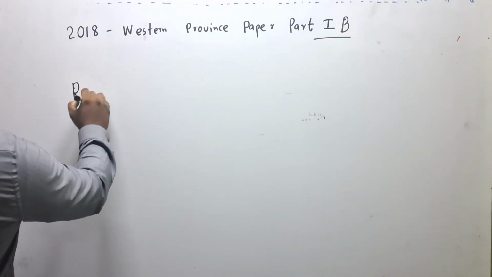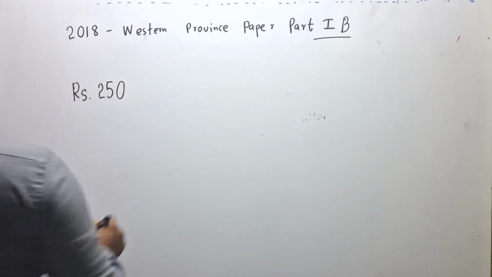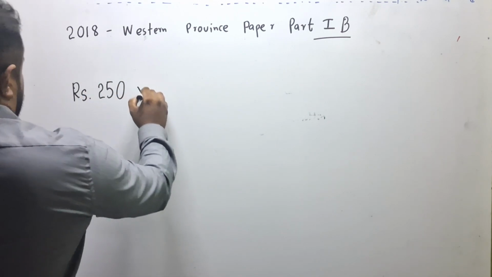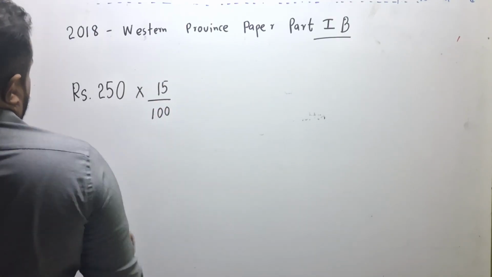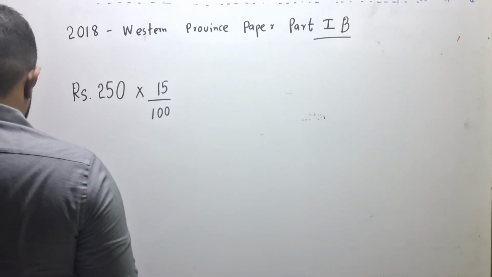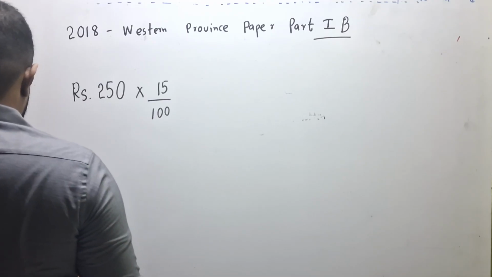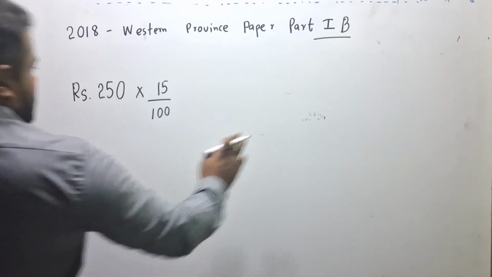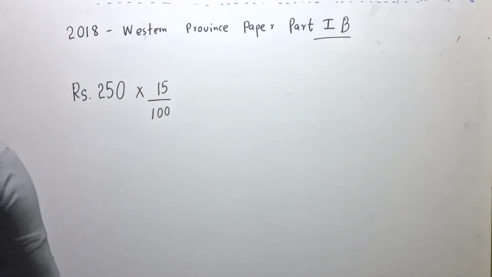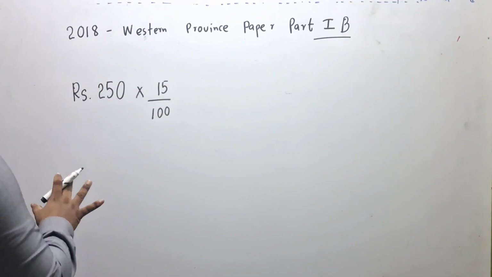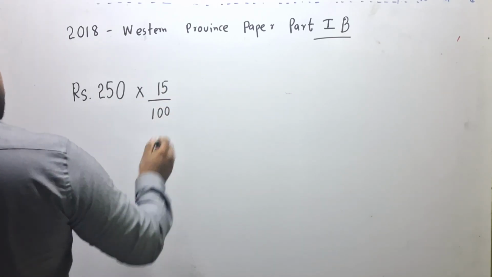250 is the price of jam and 15% of VAT is charged. Okay. They are asking the selling price. So, if they are asking the selling price, you can easily input 115 to get the answer at once. If not, you can get the VAT value first and add it to the answer.